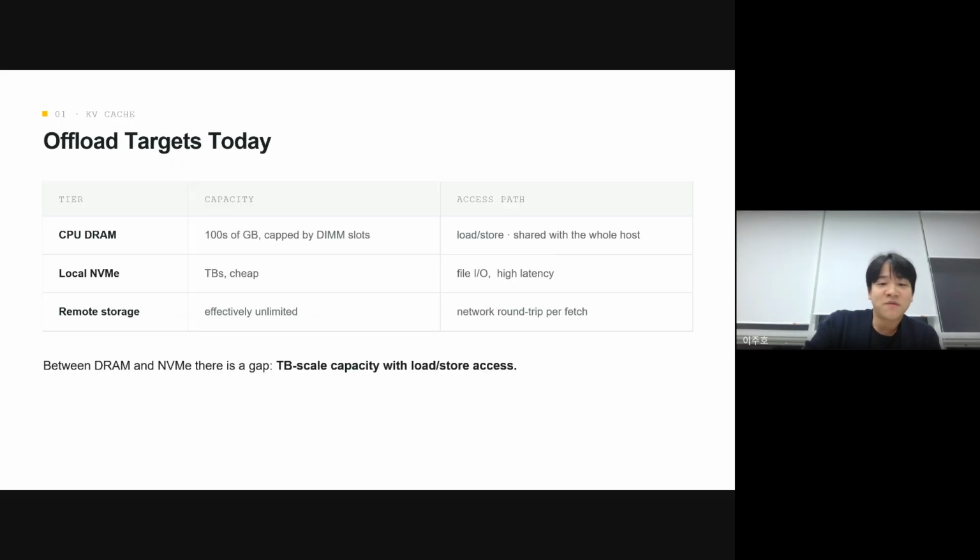So these are the main offload targets we have today. CPU DRAM is the fastest one, but it's limited by DIMM slots, and it has only about 100 gigabytes of memory. NVMe gives us terabytes at a cheaper cost, but the latency is much slower than CPU DRAM. And lastly, remote storage has almost unlimited capacity, but every fetch is a network round trip. So maybe it's better if we have some memory tier between DRAM and NVMe, and this is where CXL comes in.